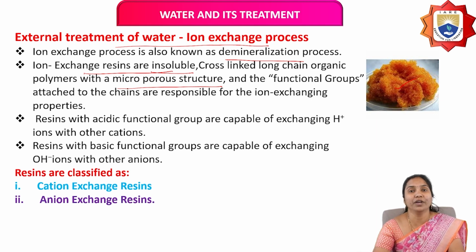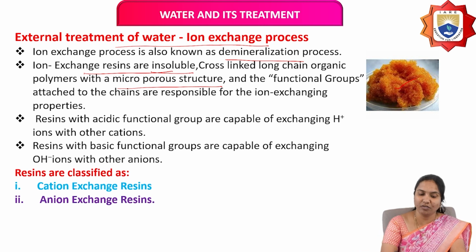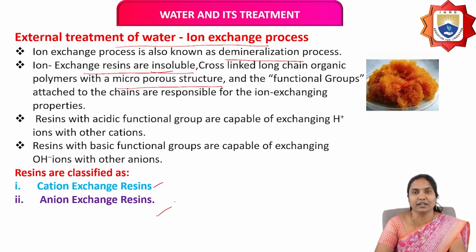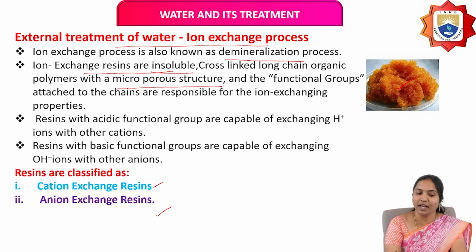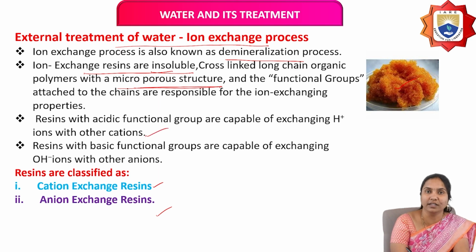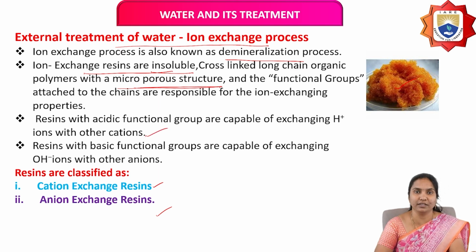For this purpose, we use two types of resins: cation exchange resin and anion exchange resin. Resins are high molecular weight cross-linked organic polymers, highly insoluble, and have a microporous structure. These small pores are used for holding the cations or anions present in this water, that means hardness causing ions or minerals, etc. Generally we use two types of resins in this ion exchange method: one is cation exchange resin and the second is anion exchange resin.